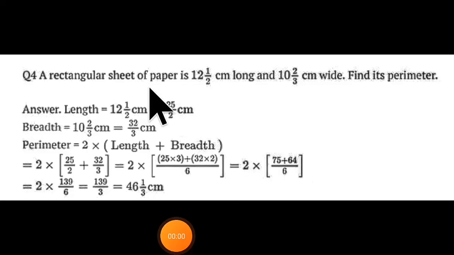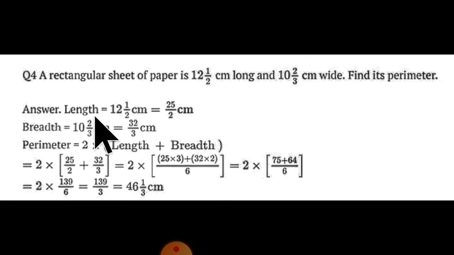Let us continue with exercise 2.1. Question number 4. A rectangular sheet of paper is 12 integer 1 upon 2 cm long and 10 integer 2 upon 3 cm wide. Find its perimeter. So length is given 12 integer 1 upon 2 cm. So 12 twos are 24 plus 1, 25 upon 2 cm.